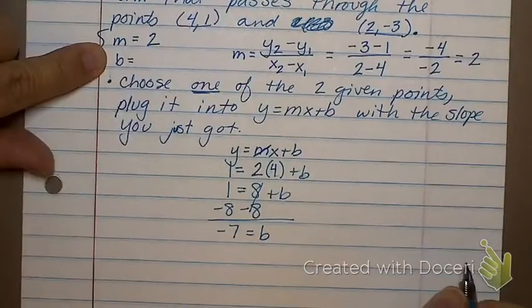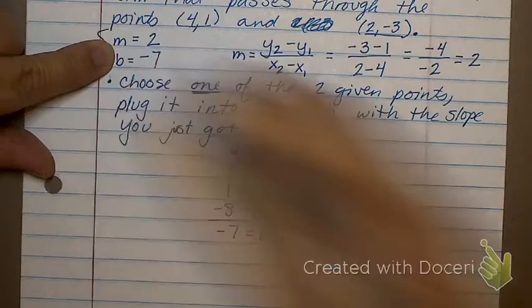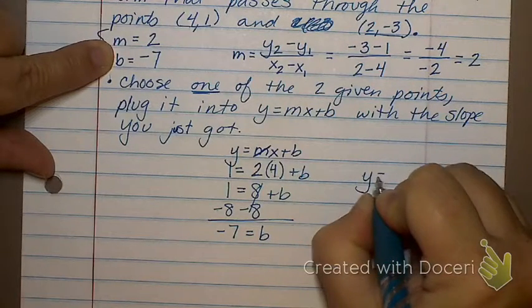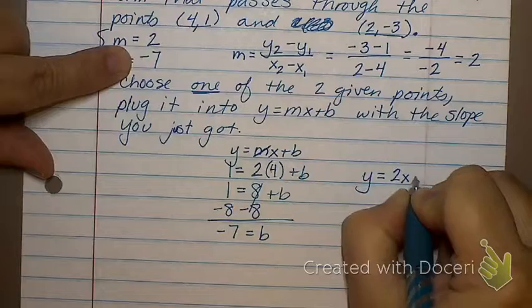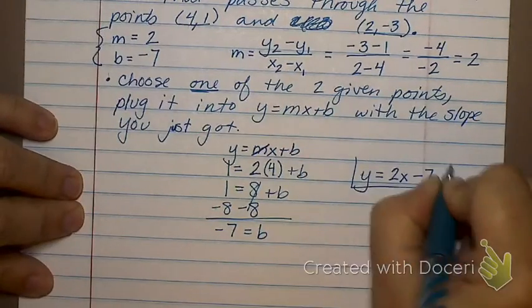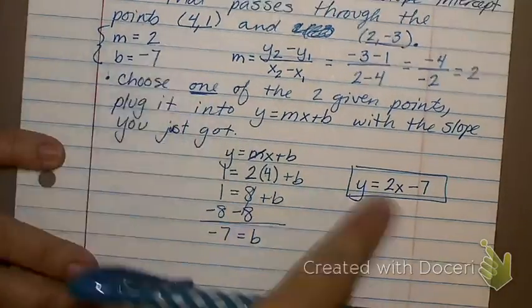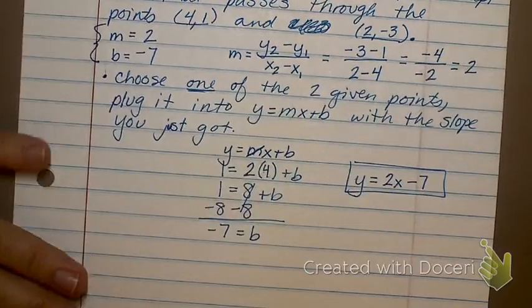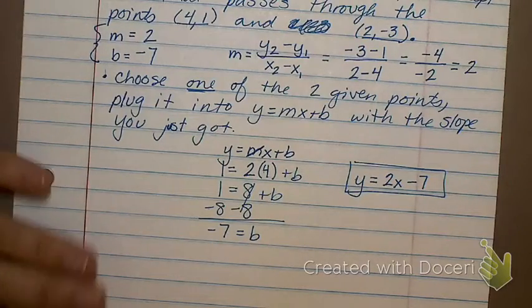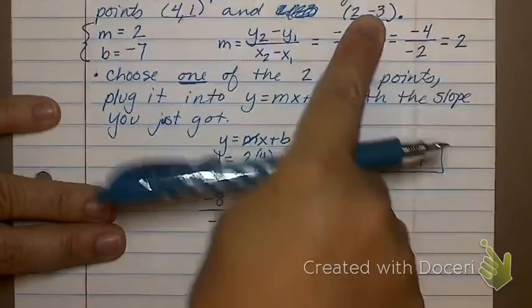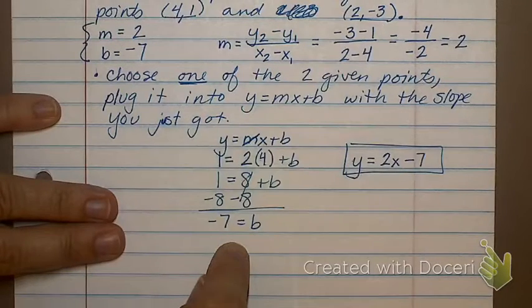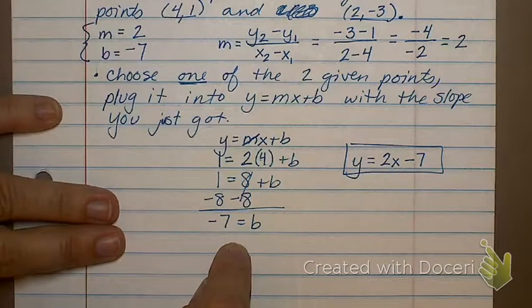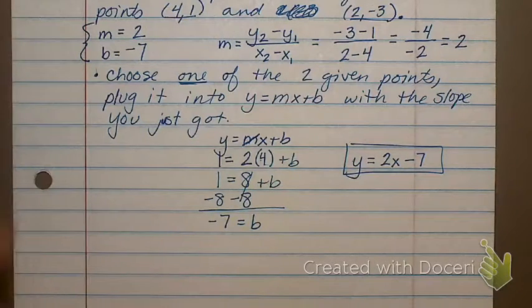So if I had my slope and now have my b value, what's my final equation? Y equals 2x minus 7. I do not put the x and the y from that point in again at the end. I was just using it in that case to find b. Now, what if I picked the other point instead? What would happen? I would get the exact same b value. Don't believe me? Try it on your own. But you would get the exact same b value. So it doesn't matter which point you use.